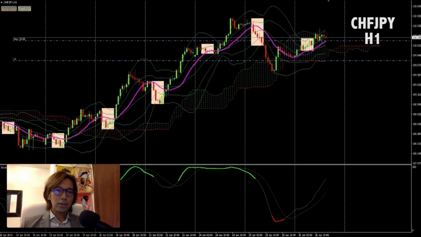For example, look at this Swiss JPY in the 1 hour time frame and look at the history. Here, when it breaks, it goes down. Here, when it breaks, it goes up. Here, it goes up. Here too, right? It goes up again. And this day, it goes up. And this one, it goes down, right? So as you can see, on this currency pair, it's been working like that until yesterday.